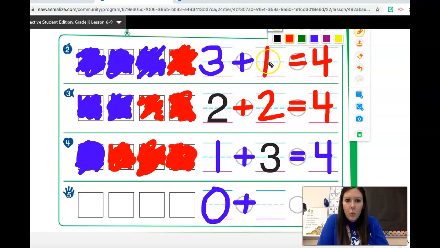Let's see. 1, 2, 3, 4. Write the 4. Equals.